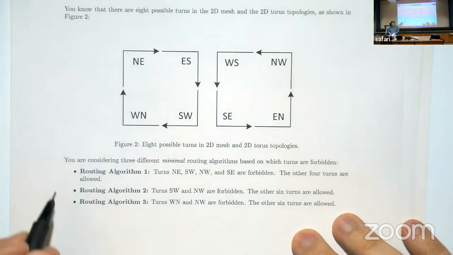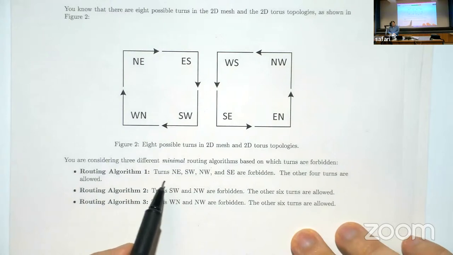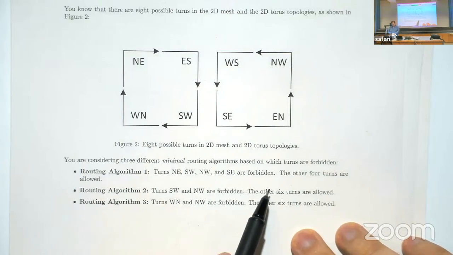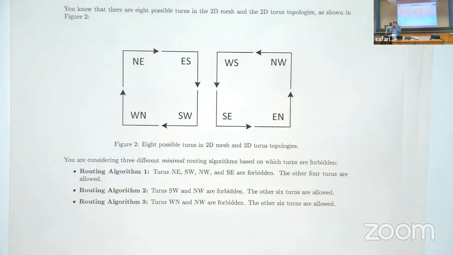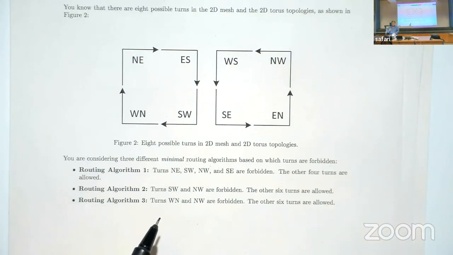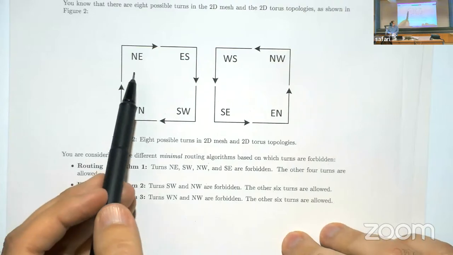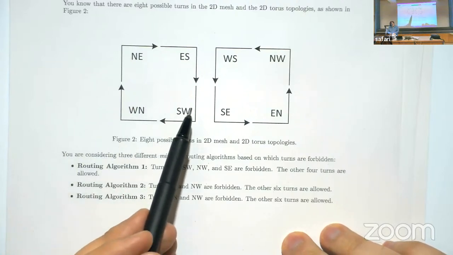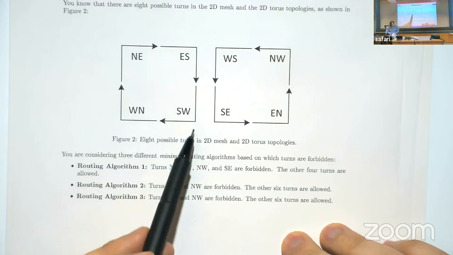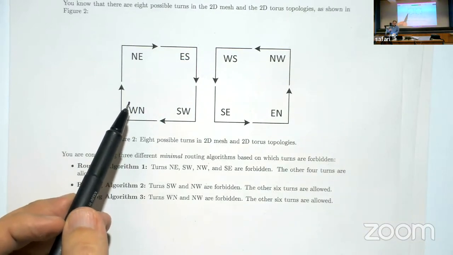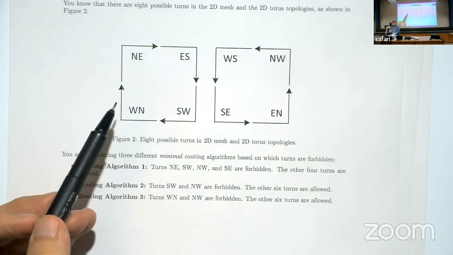Here we have 3 routing algorithms. The first one, we are saying that turns northeast, southwest, northwest, and southeast are prohibited. The other 4 turns are allowed. The easy way to understand this routing algorithm is to understand the basic concept. When we don't have the north-east turn, and when we don't have southwest, it means that it's impossible that we go in the y direction and then turn to x, right?